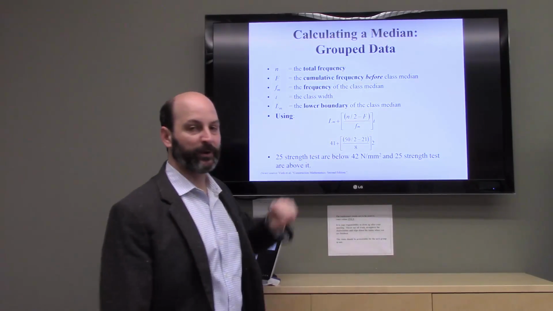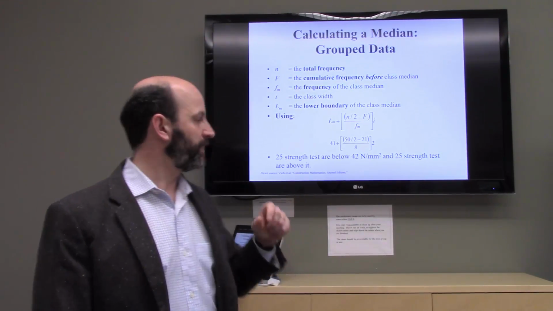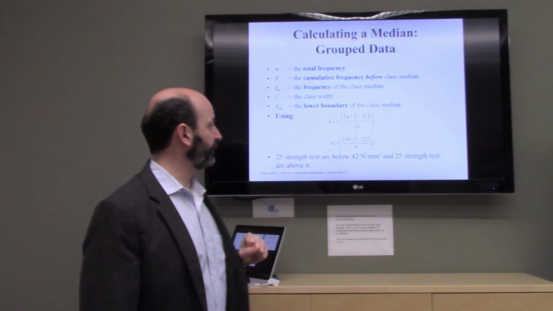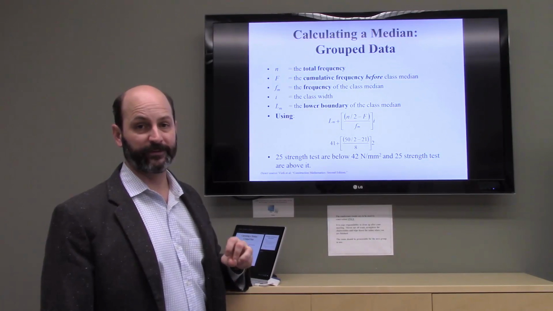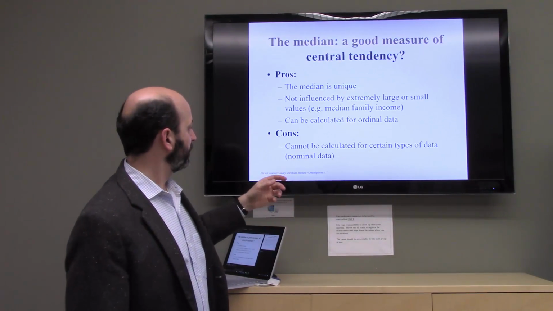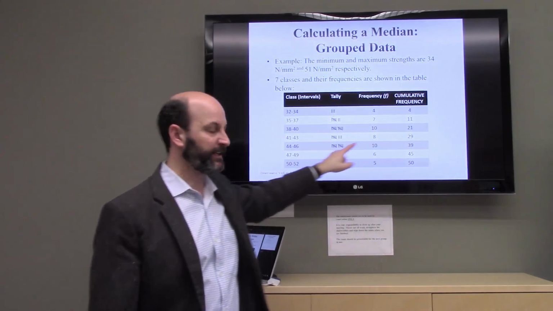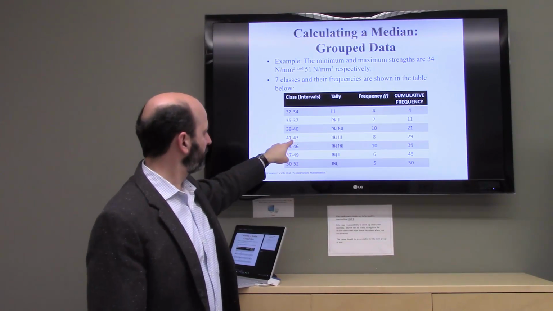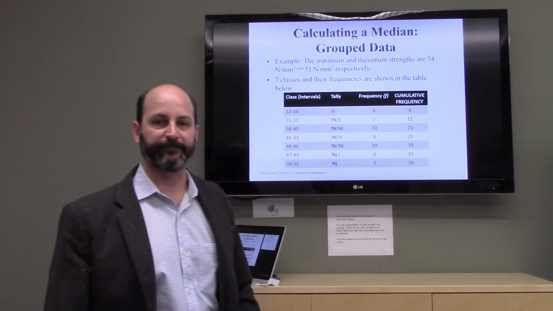Then we get the total number of observations. Remember, in the raw data we had 50 total observations, so we want to put 50 there. Right, by the formula, we're going to divide it by 2. We subtract the cumulative frequency before the class median. All right, so this is where cumulative frequency comes in. We said in this previous one that this row is our class median. That is the class or interval that holds the median. The class before that had a cumulative frequency value of 21.